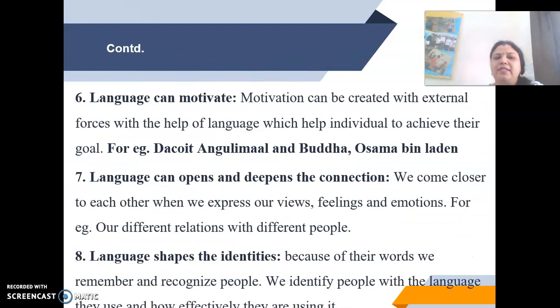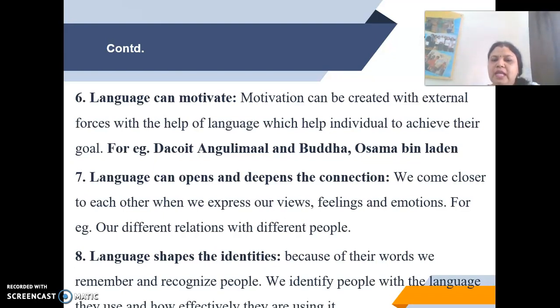Language can motivate. Motivation can be created with external forces with the help of language, which helps individuals to achieve their goals. For example, the dacoit Angulimal and Buddha, Osama bin Laden, these are various persons who negatively or positively motivated the youth or the people to leave behind their bad deeds.